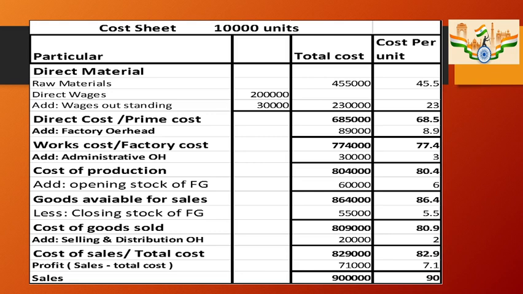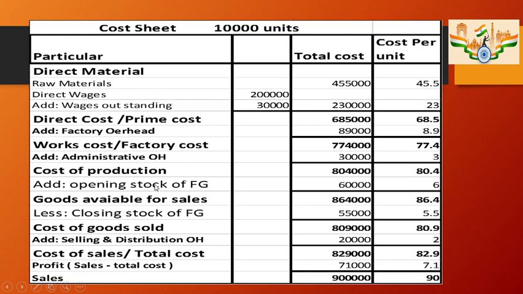Then prime cost plus factory overhead is equal to work cost or factory cost, that is 7,74,077.4. Then add administrative overhead, that is 30,000 divided by 10,000 equal to 3 rupees. Cost of production is 8,04,080.4. Then add opening stock of finished goods, that is 60,000, per unit is 6. Then goods available for sales 8,64,086.4.